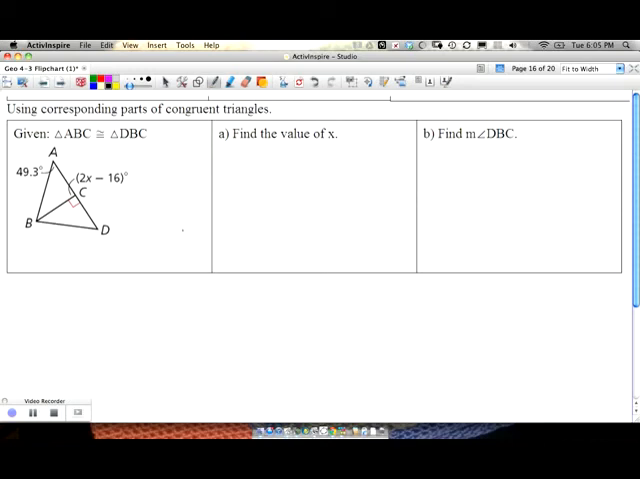So let's look at this one. This is really similar to what we just did. You look at this 2x minus 16. We know that's corresponding here. So if we wanted to find x, we would do 2x minus 16 equals 90. Then we solve for x, so we add 16, and we get 2x equals 106. When we divide by 2, x equals 54.